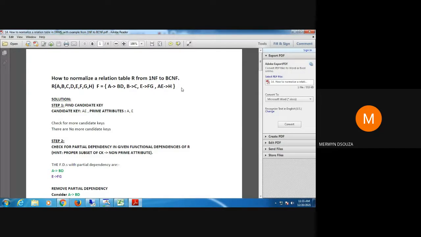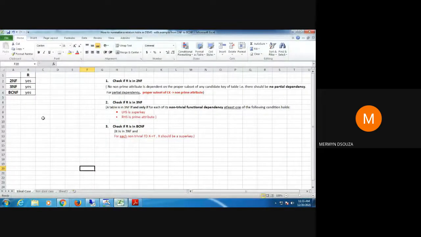But we have not seen how to take a relation R and convert it all the way from the first normal form to Boyce-Codd normal form. So that's what we'll be seeing in today's lecture. Before we take a problem, let's see how to do it.